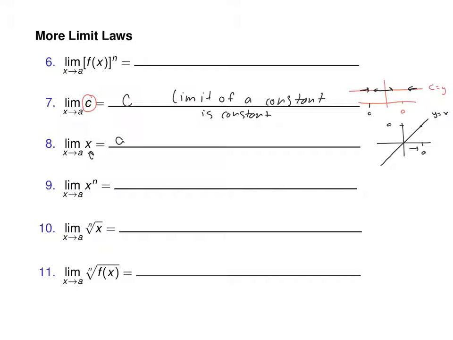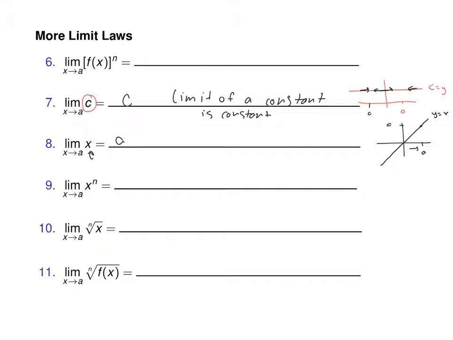Which seems a bit silly, right? As x goes to a, x goes to a. Is it always at that angle? Is it always one? If it's the line y equals x, it's always that angle. If it was 2x, it'd be a little bit different, but then this would go to 2a. Okay, right? Like you could use the property where constants factor out.